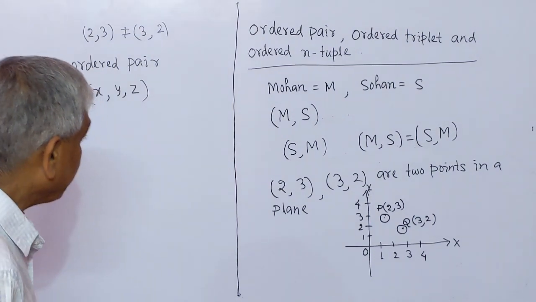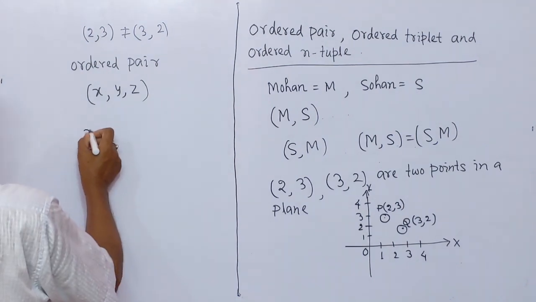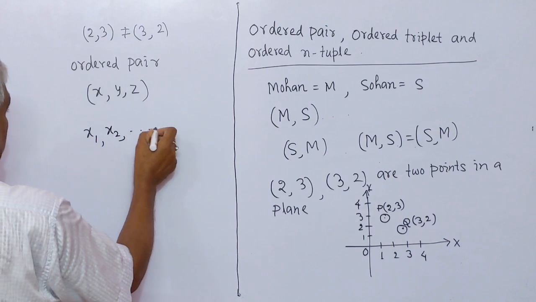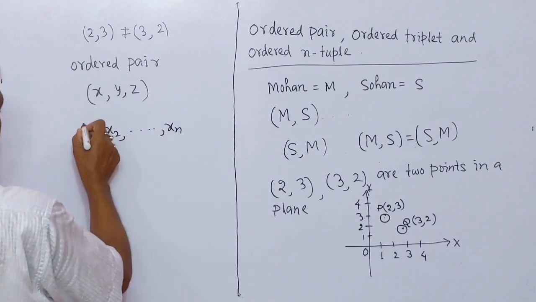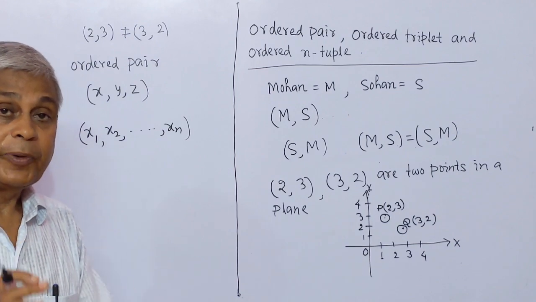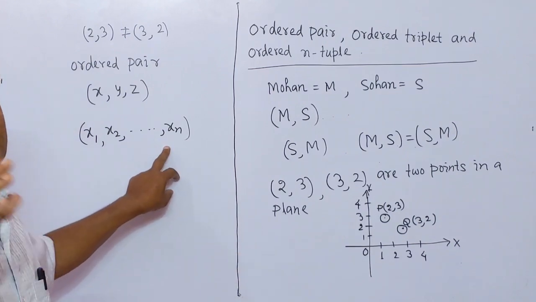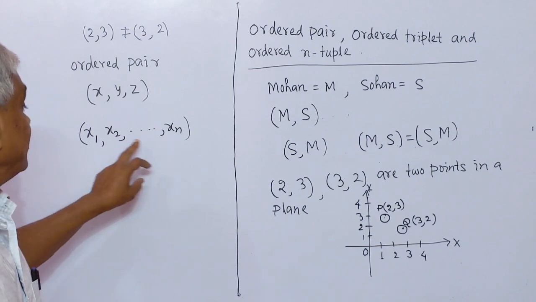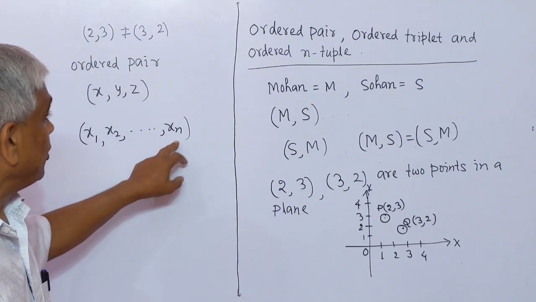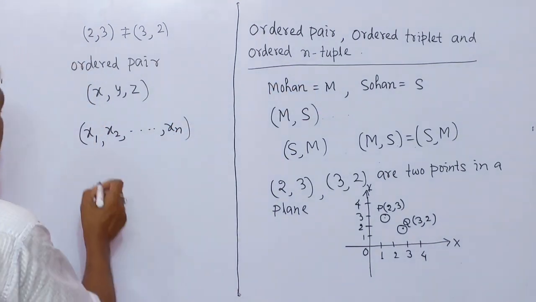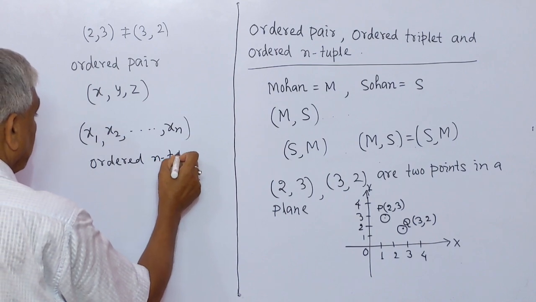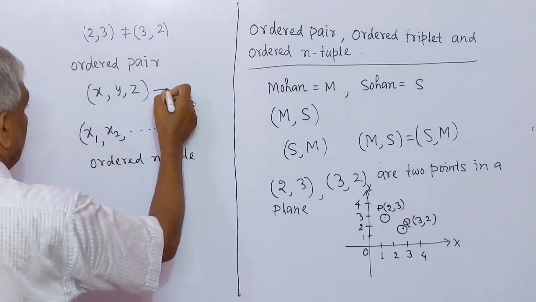In a similar manner, if we have n entries x1, x2, xn, and if the order of the entries is changed, and the meaning is changed, then this type of n entries is known as an ordered n-tuple. This is an ordered n-tuple. This is an ordered triplet.